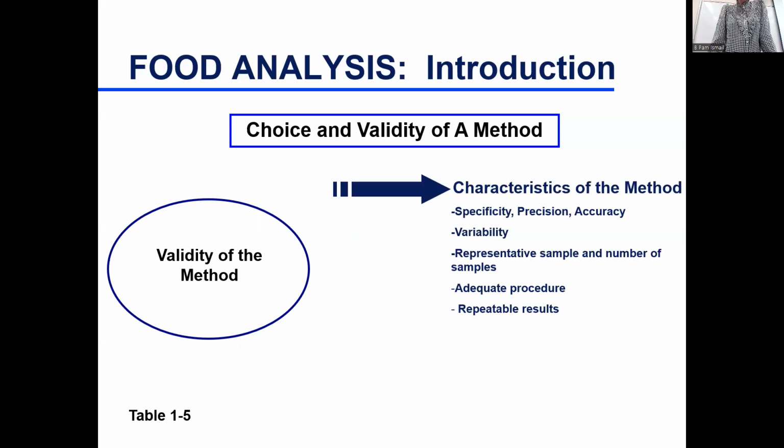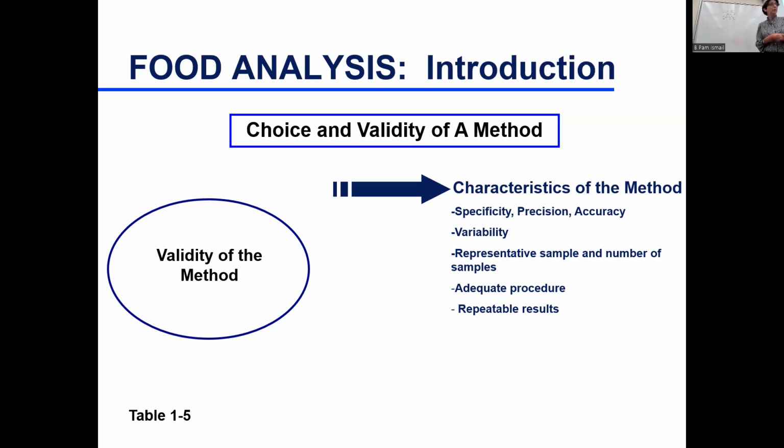Validity of the method. So we look at validating the method by looking at how specific, depending on our need, how precise, how accurate, the variability and repeatability of the result. Let's say I ran the assay today, I'm going to run it next week. Am I going to still get the same or similar results? So this is very important. If the method changes every time or gives you different results, then it's not valid, not reliable.